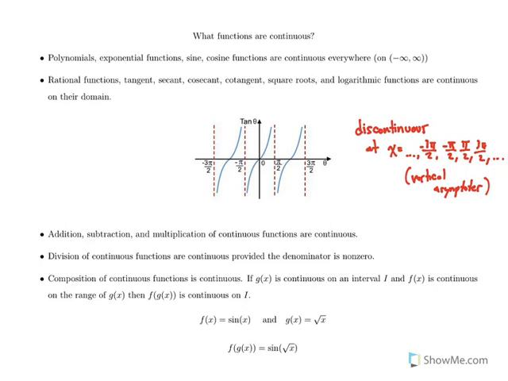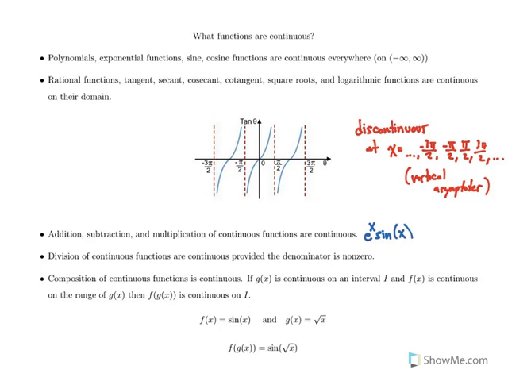What other functions are continuous? Well, if we take any two functions and we add, subtract, or multiply those functions, then that function is itself continuous. So now you can get some kind of weird functions like e to the x sine of x. That's a continuous function because e to the x is continuous, sine is continuous, so they're both continuous. Division of continuous functions is also continuous, provided that the denominator is non-zero. Then you can get some issue with a vertical asymptote happening.